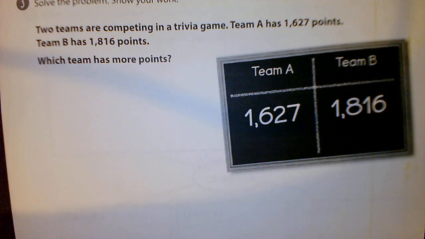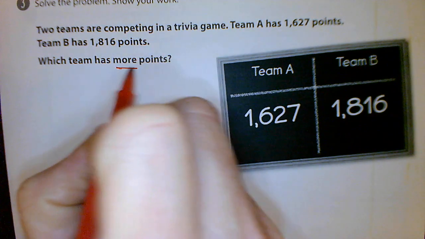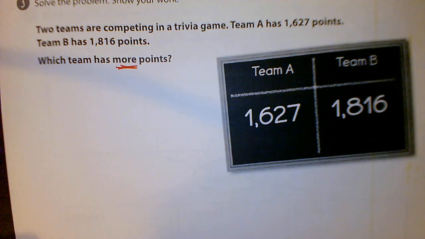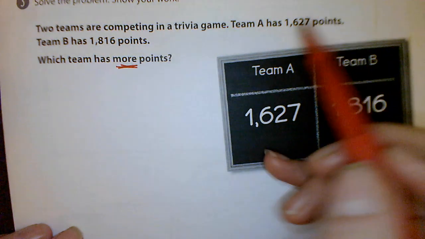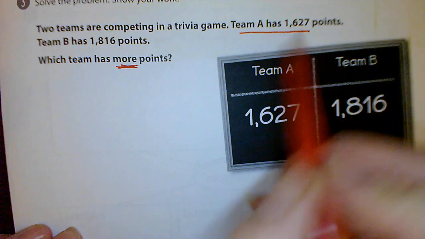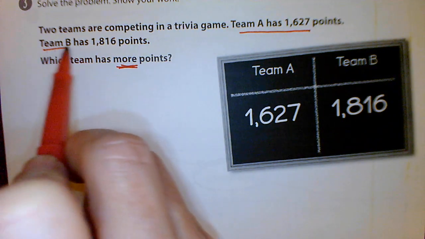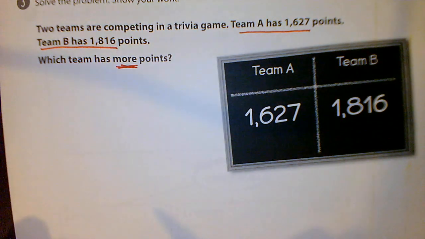So again, we're comparing numbers. We want to know which team has more points. And I always make sure I pay attention to that, because here it's asking us for more points, but in the other one it was asking us for less. So you want to make sure you're answering based on what they're asking. And then I have my two things. I know that team A is 1,627, and team B is 1,816.